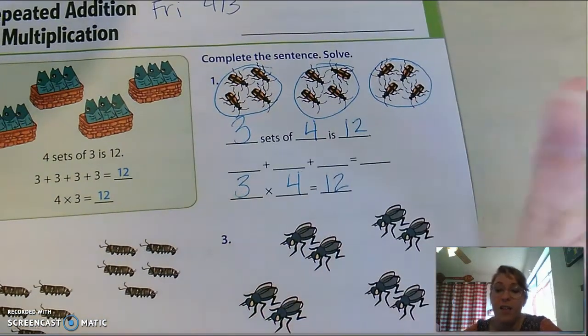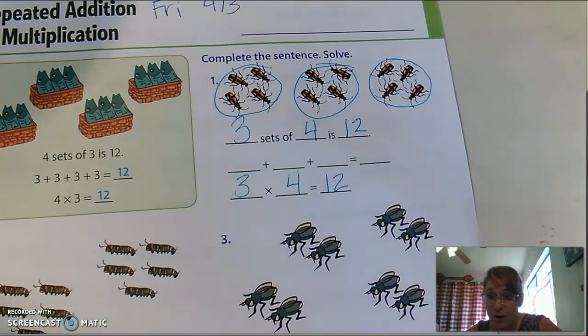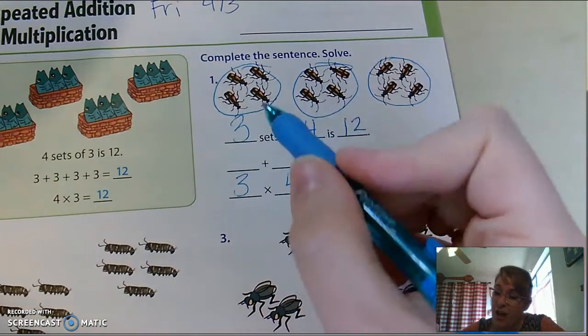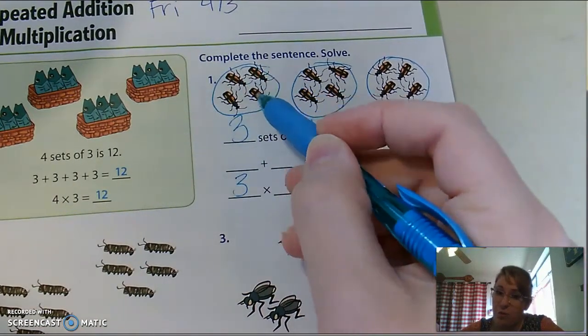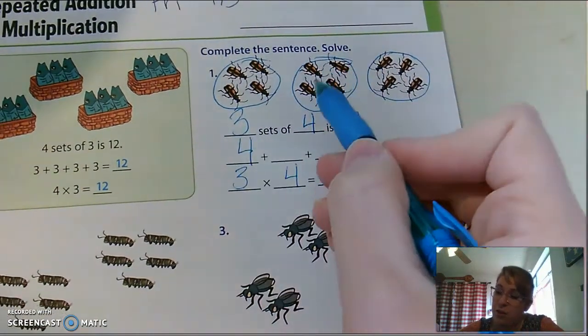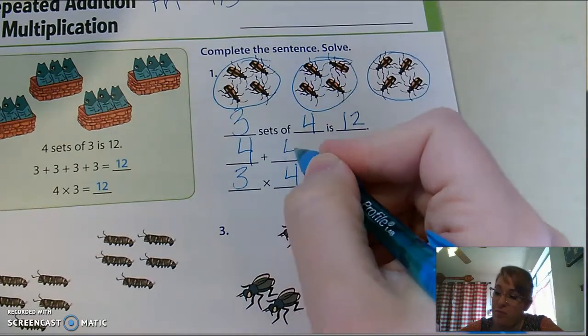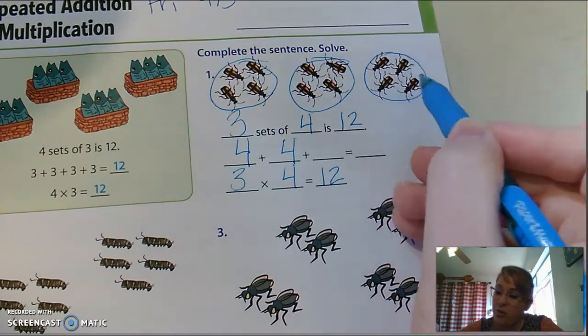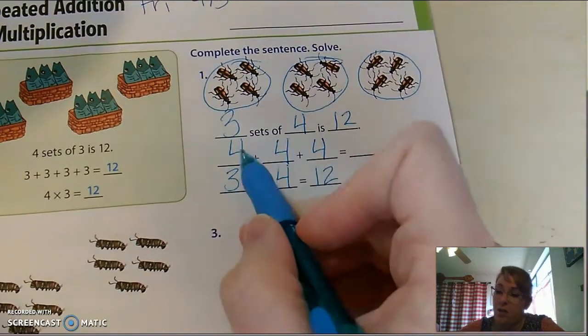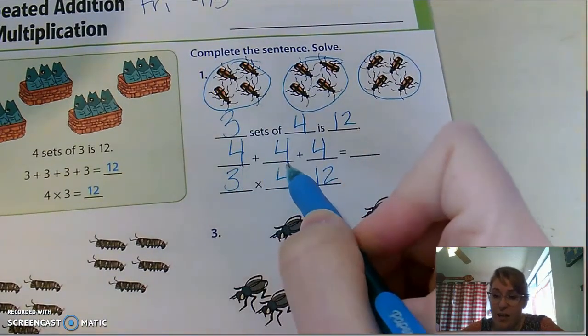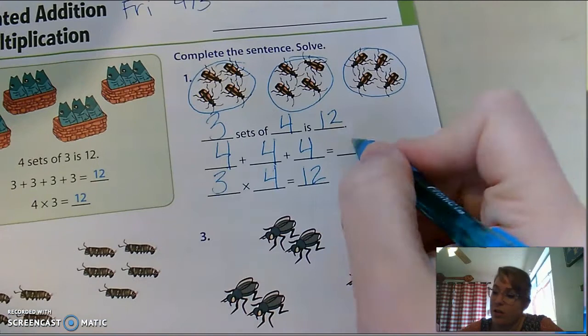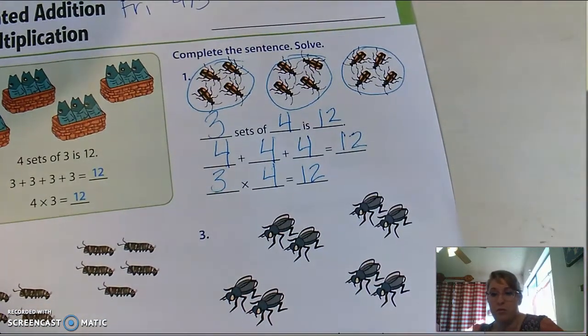If you're one of the people that's already on multiplication, this would be 3 times 4 is 12. Good. If you're not on multiplication yet, don't worry about it because I'm going to walk you through it. I have 1, 2, 3, 4 plus 1, 2, 3, 4 plus 1, 2, 3, 4. 4 plus 4 is 8 plus 4 is 12.